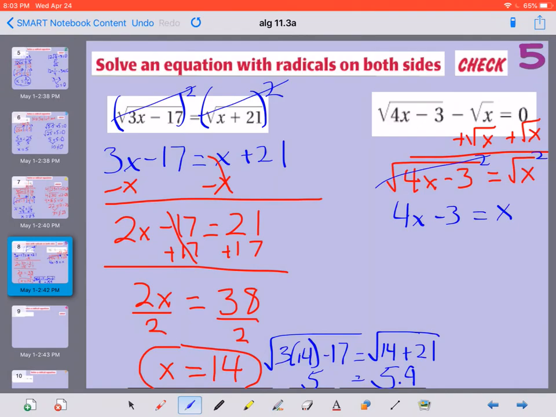I want to get x's all by themselves, so what I'm going to do is move over the 4x.